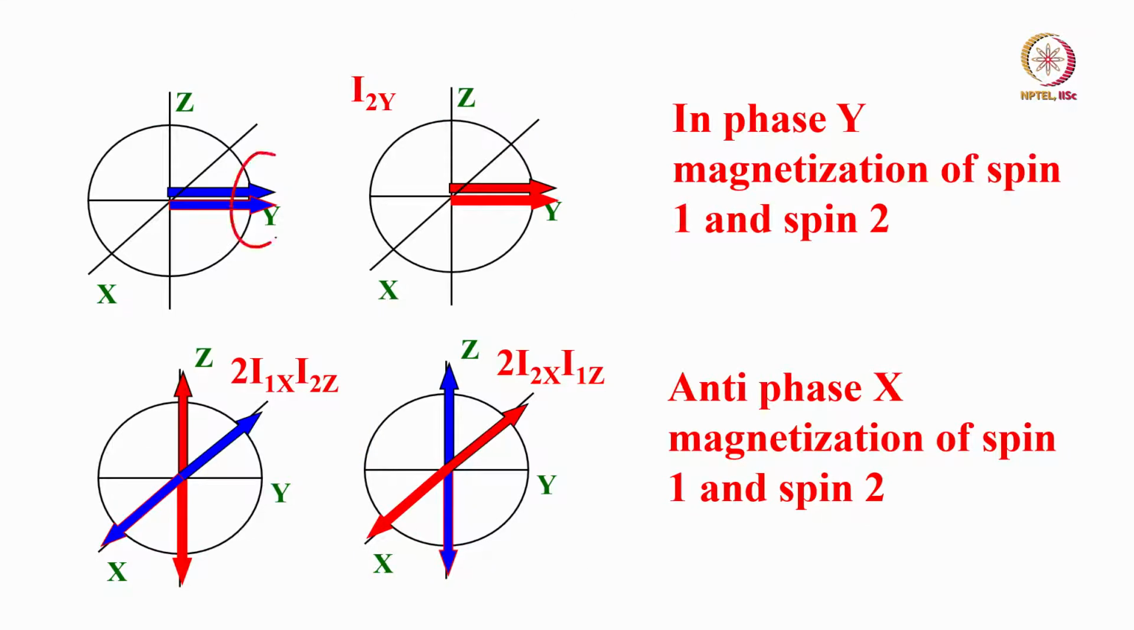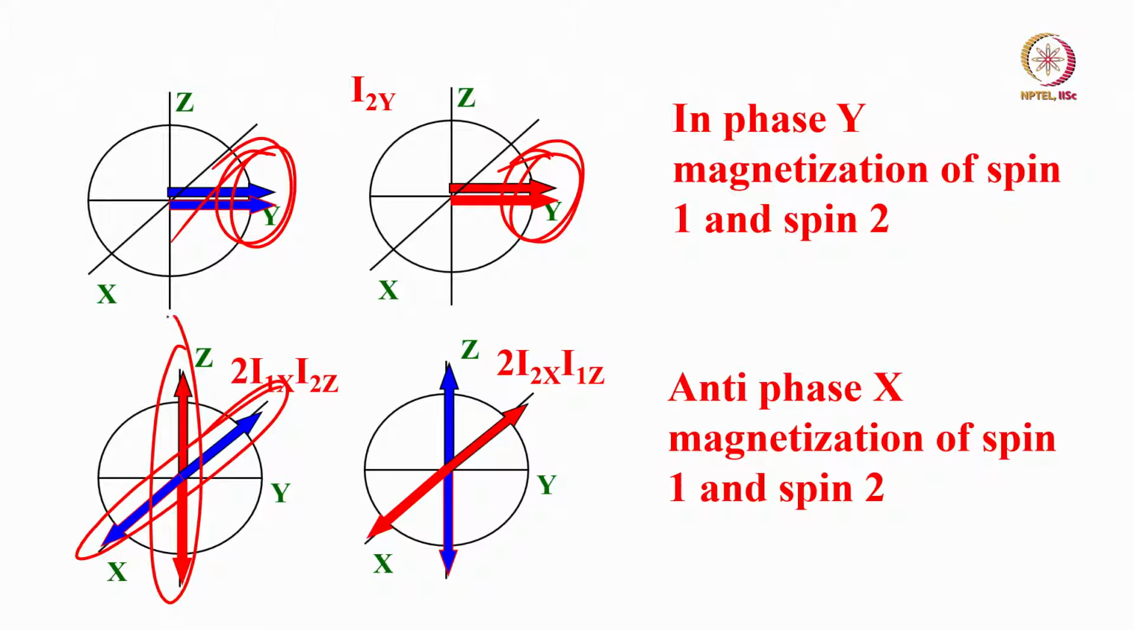Now this is I1y and this is I2y. The in phase y magnetization of spin 1, this is in phase y magnetization of spin 2, and this is important, x magnetization and z magnetization here, 2 I1x I2z. This is for spin 2, this is for spin 1. This is antiphase x magnetization of spin 1. Remember, spin 1 has x magnetization in the antiphase, and this is z magnetization of spin 2.